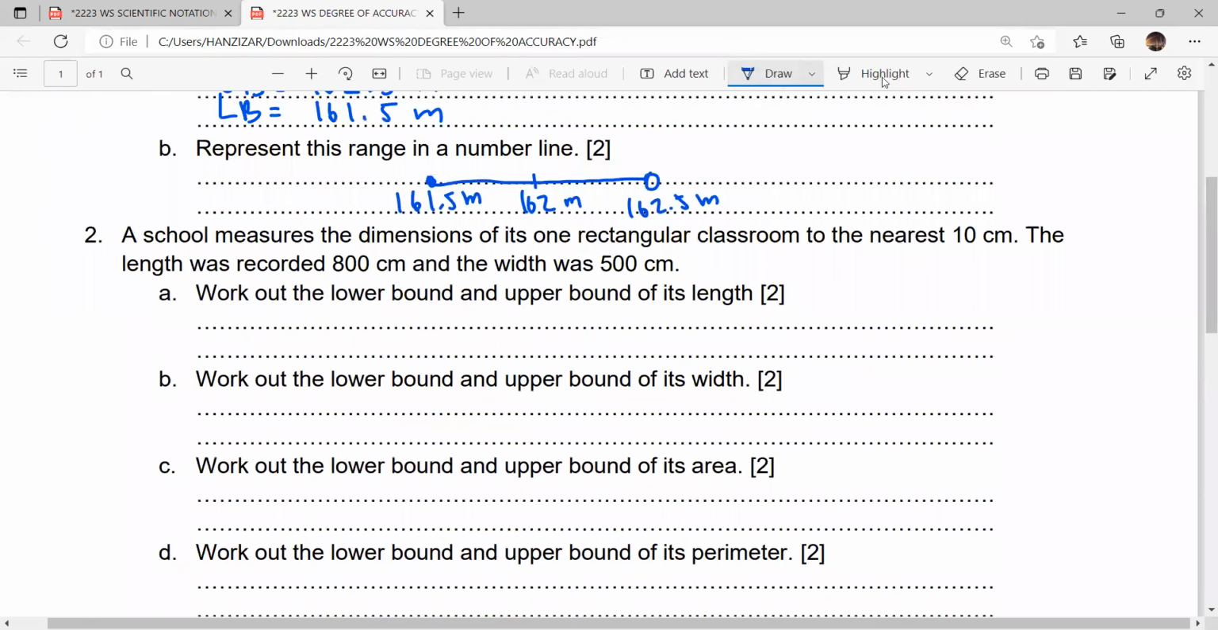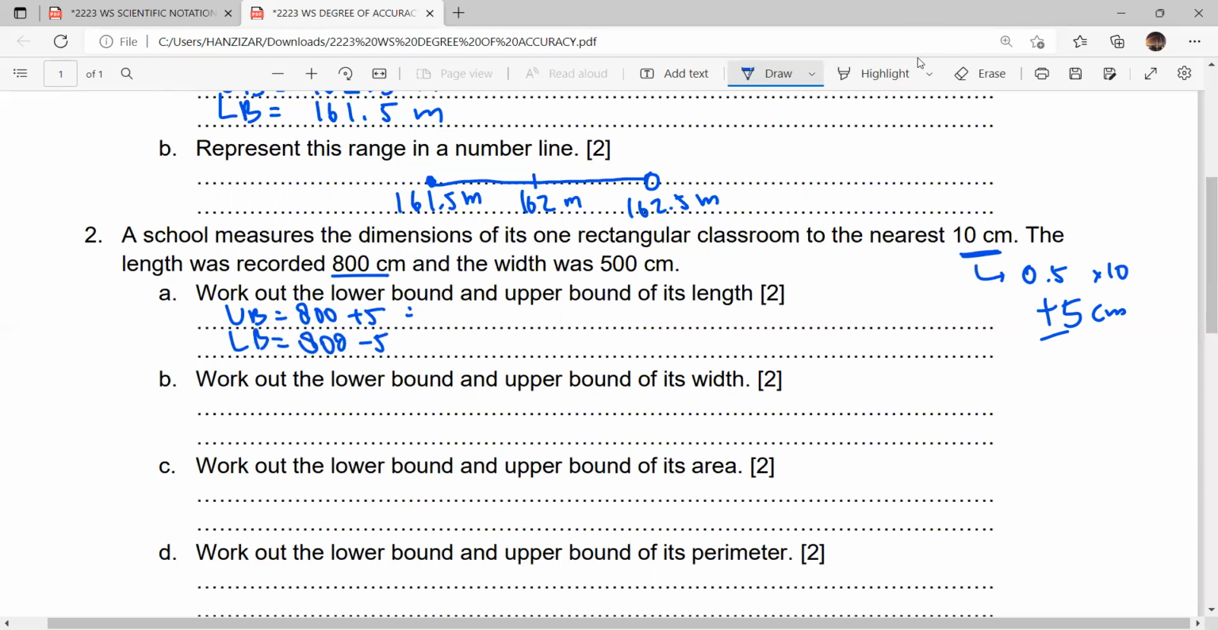Now, a school measures the dimension of one rectangular classroom to the nearest 10 cm. Careful, nearest 10 cm. So you need to times 10 by 0.5, and then you get 5 centimeter for the upper and lower bound. Okay, work out the lower bound and upper bound of the length. Length is 800. So upper bound is 800 plus 5. The lower bound is 800 subtract 5.